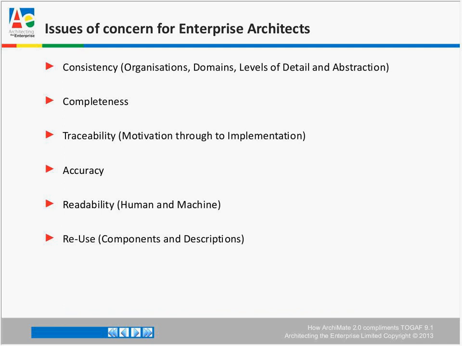So I've compiled a list of issues of concern for enterprise architects in terms of modelling. So achieving consistency, and I've described that, achieving completeness, traceability, the accuracy of representations of the enterprise architecture, the readability of them as well, so both by human and machine. Increasingly, we need to use tools to support our work in terms of doing impact analysis on enterprise architecture descriptions, and so we need the architecture descriptions to be interpretable by a machine, and to be able to identify opportunities for reuse, both of architectures and of the descriptions and the components that they're describing. So those are issues of concern for enterprise architecture modelling in general.